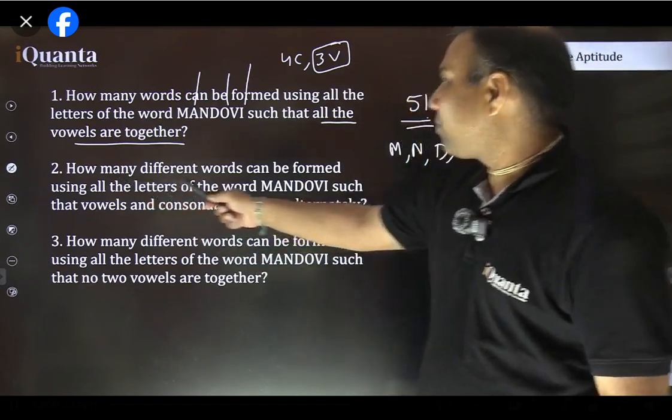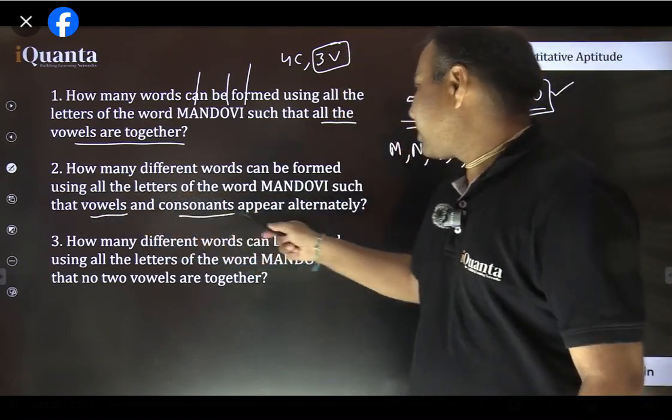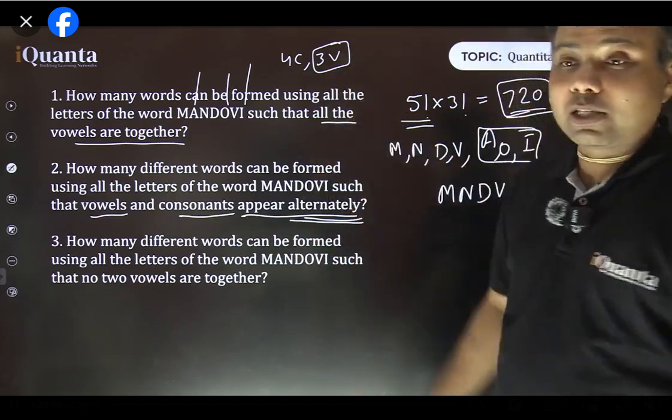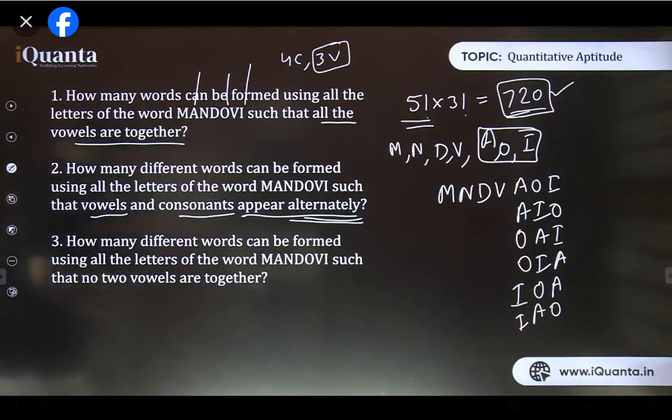In this case it says: how many different words can be formed using all the letters of the same word so that vowels and consonants appear alternately. See, we are having 4 consonants and 3 vowels. Question 2, answer. It's an easy question. It is simply 4 factorial into 3 factorial. 24 into 6, 144, right? Vowels can shuffle among themselves and consonants can shuffle among themselves.